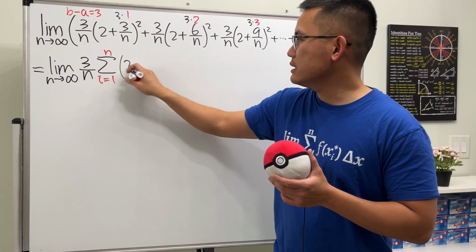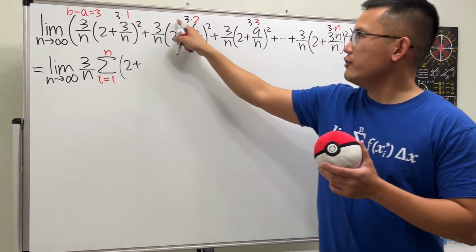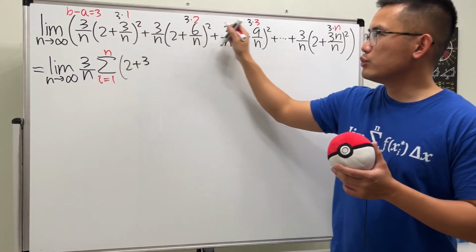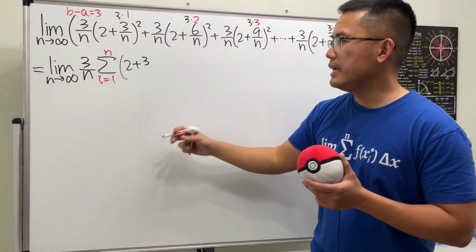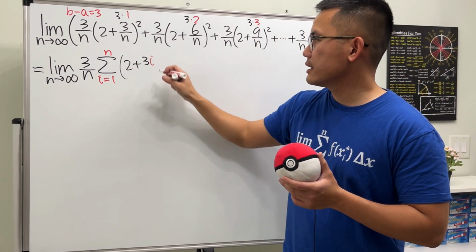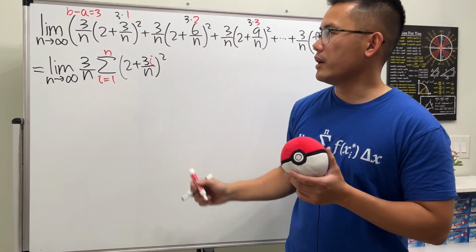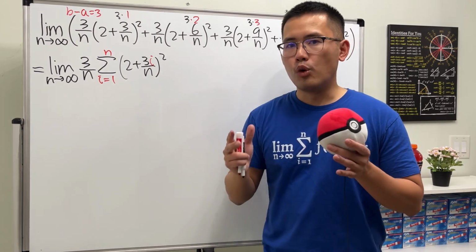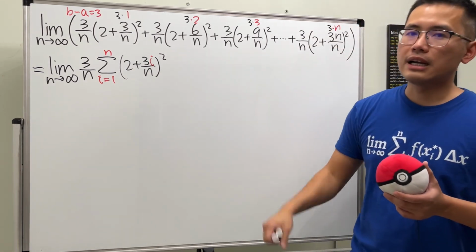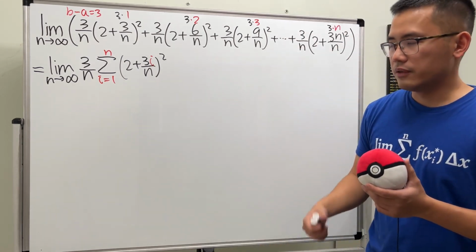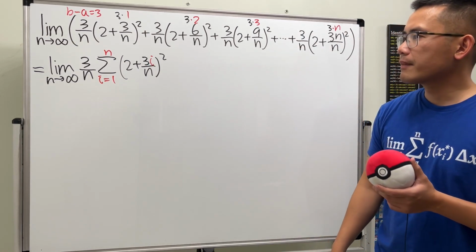We have the 2 plus. And then notice that everybody still has that 3. So we have to put on the 3. And then 1, 2, 3, 4, and up to n. That will be the i, because that's the running index. And then divided by n. And then square. So this right here will be a more compact form to ask the same exact question. Alright, and this right here fits more like the definition of the integral.